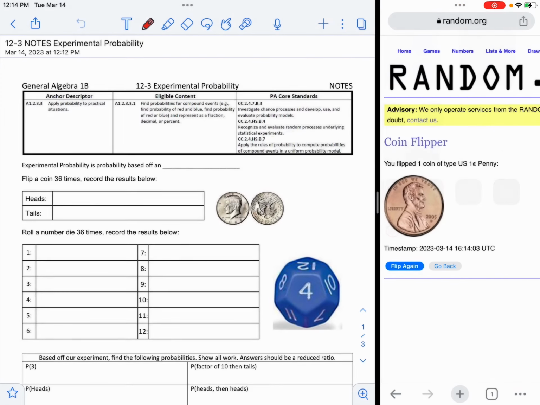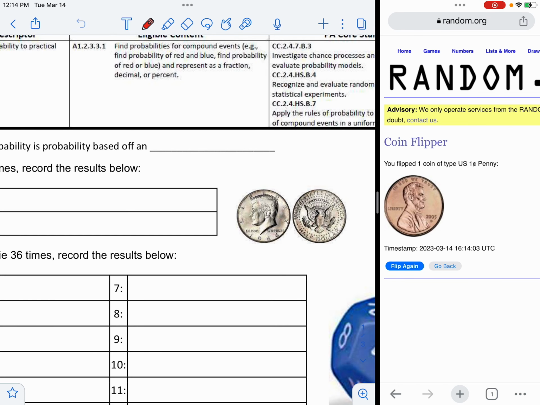Okay, guys, we're going to move into experimental probability. We'll do more with experimental probability, like predicting unknowns in the future. But for right now, we're just going to talk about experimental probability, do a couple of experiments, and use them. Experimental probability is a probability based off an experiment, which we're going to conduct.